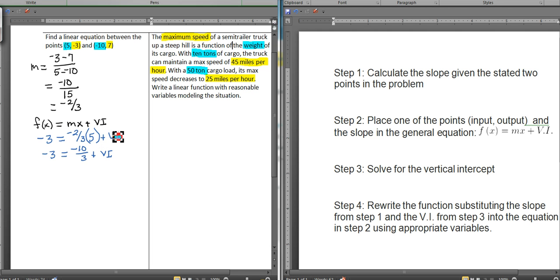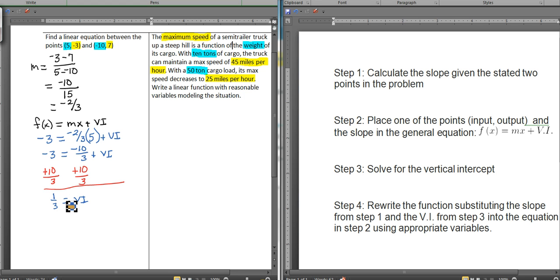So I'm just going to add 10/3 to both sides. And I can do this in my calculator by just putting parentheses around the 10/3. My calculator can do all the hard work. So my calculator comes out with 0.3 repeating. If I use the math fraction function, I change that back to 1/3, which equals the vertical intercept.